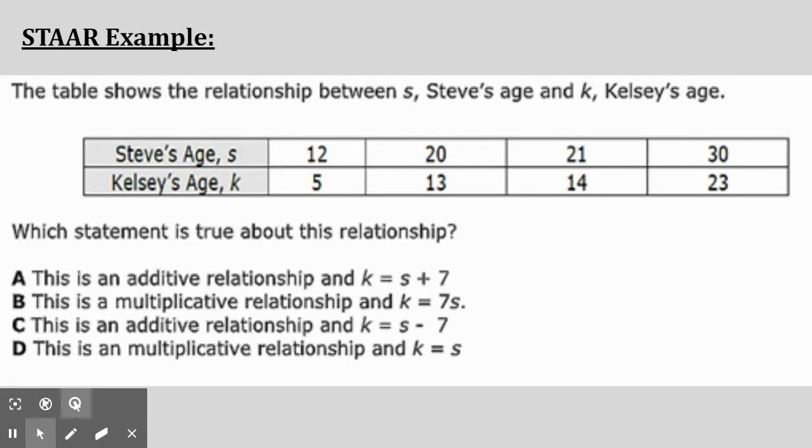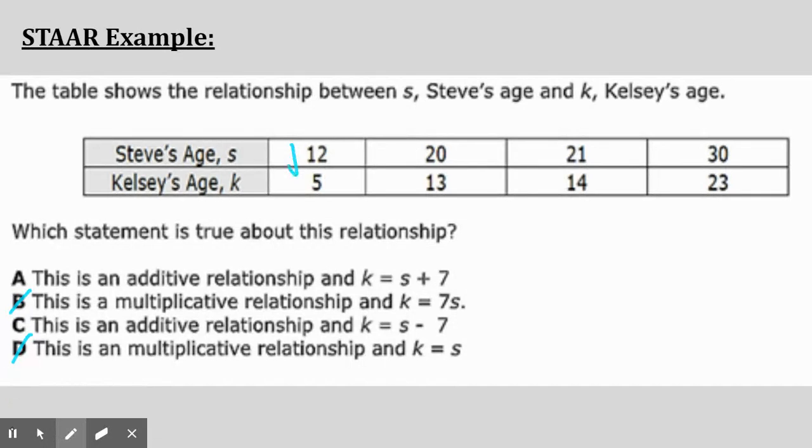All right, so taking a look at this, I see I need to go from 12 to 5. Well, if I look at my answer choices, I see things about a multiplicative relationship. Obviously, I know 12 times 7 does not give me 5, so therefore I can get rid of B, and we're going to go ahead and get rid of D. So that just leaves us with A and C.